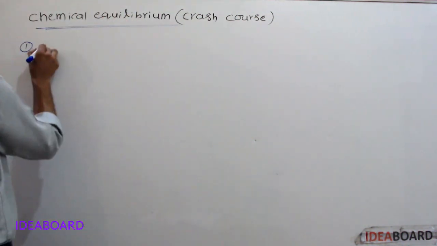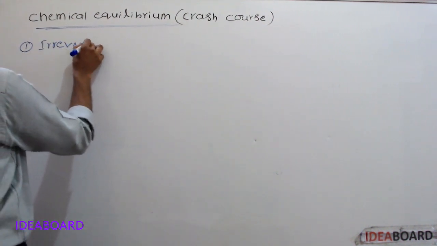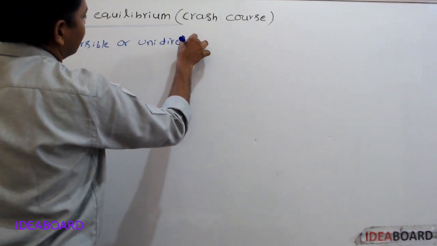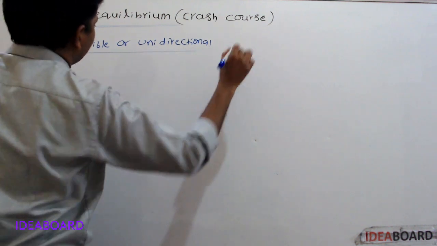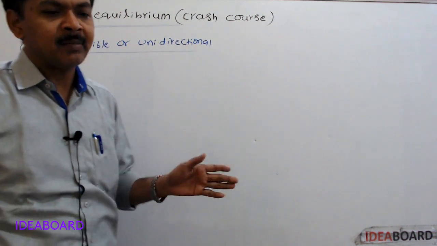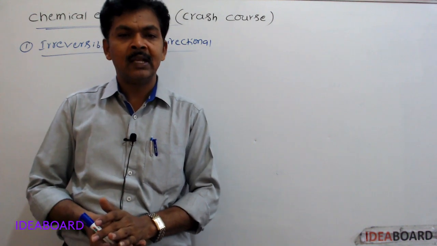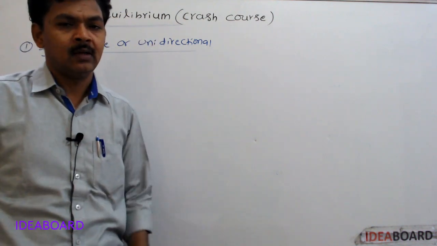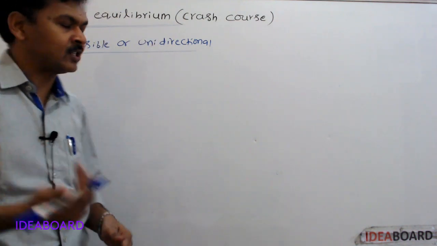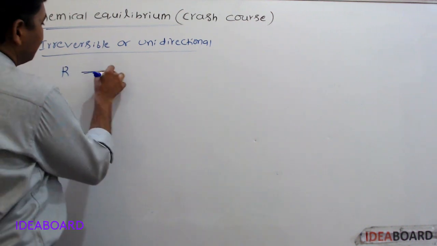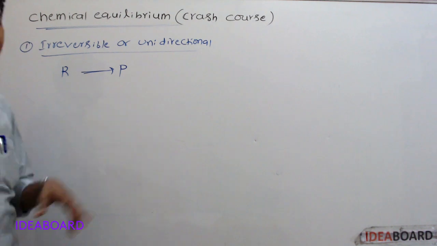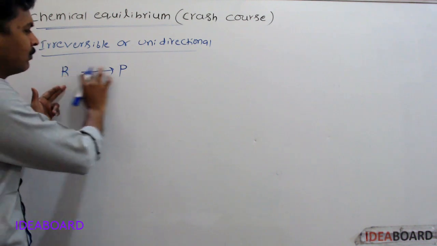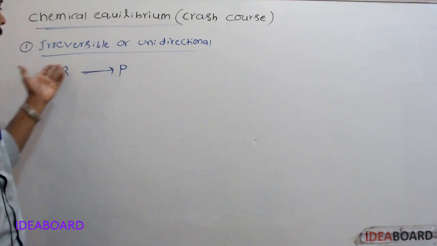Irreversible or unidirectional reactions. Chemical reactions which can take place only in one direction are called irreversible or unidirectional reactions. If reactants are converted into products, there is no possibility for a backward reaction. So it takes place only in one direction, reactants into products. So this is an irreversible reaction.